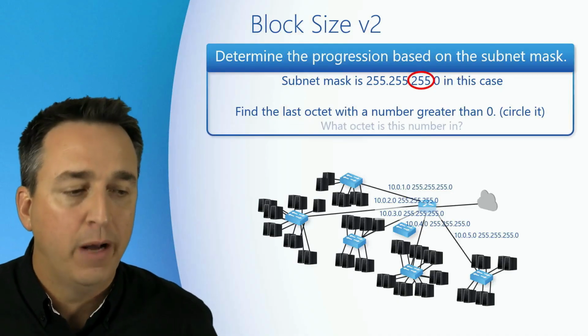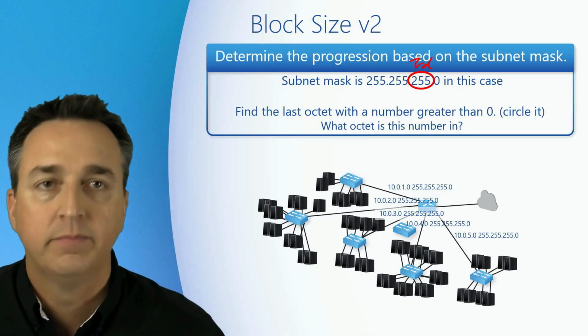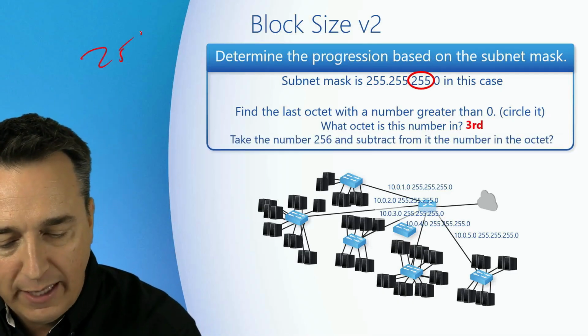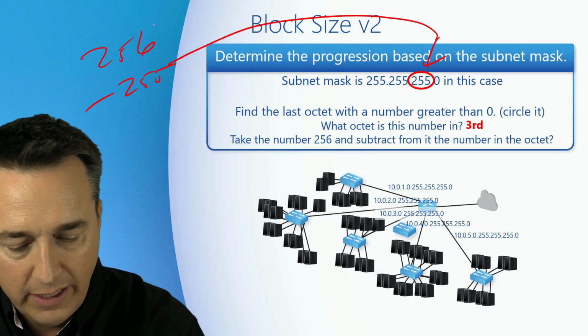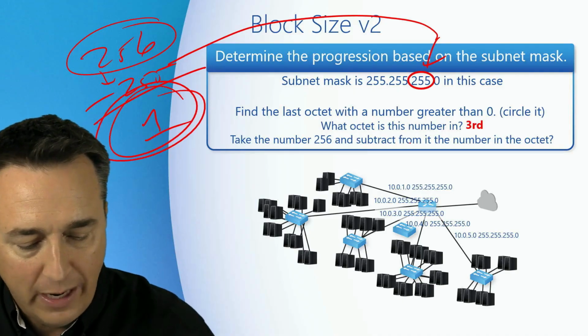Okay, that's the one we care about right now. So what octet is that number in? That's the third octet, right? And then take the number 256 and subtract from it 255, the number in that octet. So take 256, subtract the number in the octet, and that's what you're going to be progressing by.